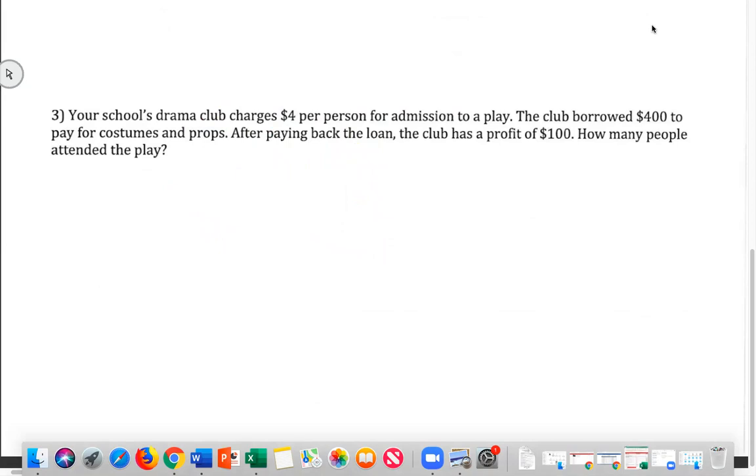Chucky, I've been saving this problem for you. Your school's drama club charges $4 per person for admission to the play. The club borrowed $400 to pay for costumes and props. After paying back the loan, the club has a profit of $100. How many people attended the play? Can you think of an equation that we could use?